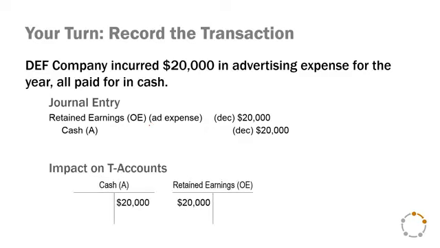We post to the individual T accounts. The left side to the retained earnings T account gets posted to the left side here. The right side entry to cash gets posted to the right side of the cash T account. Let's do one more.